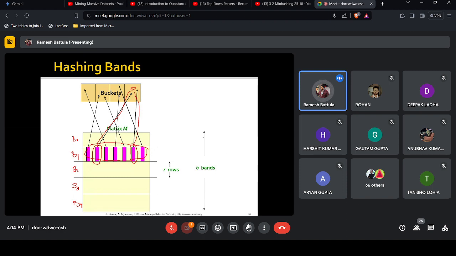In such a way, the b bands and r rows are used to develop the column. Based on this hash value, we can treat columns 2 and 6 as preferably identical. So you treat these two as a candidate pair.